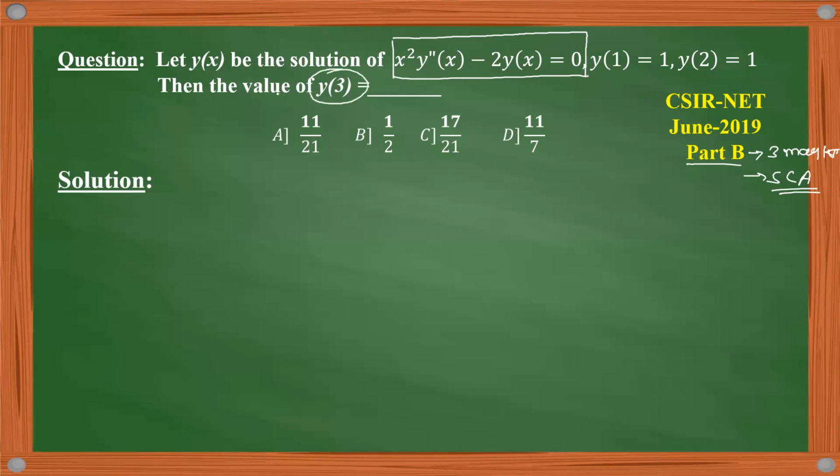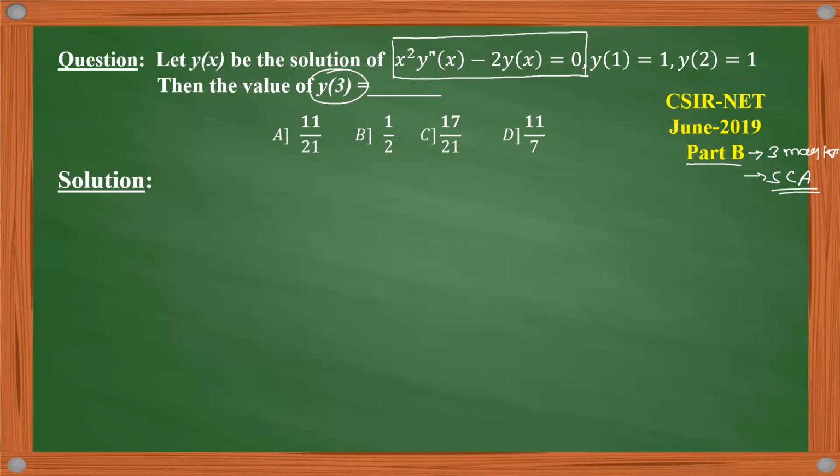Now, if we want to find the value of y(3), first of all, what do we need to do? We need to find its general solution. Then we will put these two conditions, and we will find the values of the arbitrary constants, that is C1 and C2. Then it will be a particular solution for us, and then we will just replace x by 3, and we will get the answer.